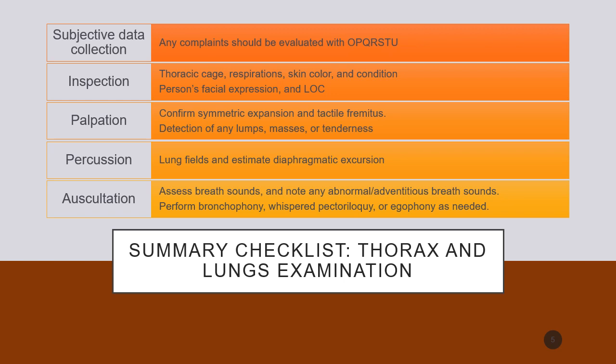While you're percussing the posterior thorax, most providers also percuss the costovertebral angles at the back to see if it elicits any pain over the kidneys. And then you can auscultate breath sounds, noting any abnormal or adventitious breath sounds, and perform bronchophony, whispered pectoriloquy, and egophony as needed if there are any abnormal auscultated sounds.